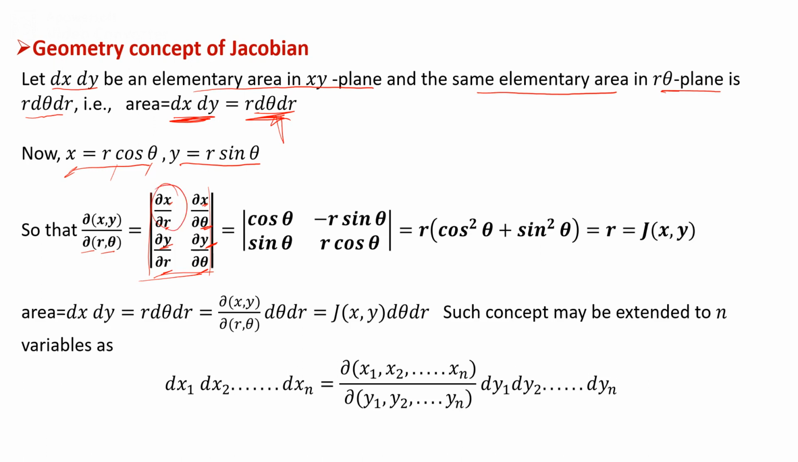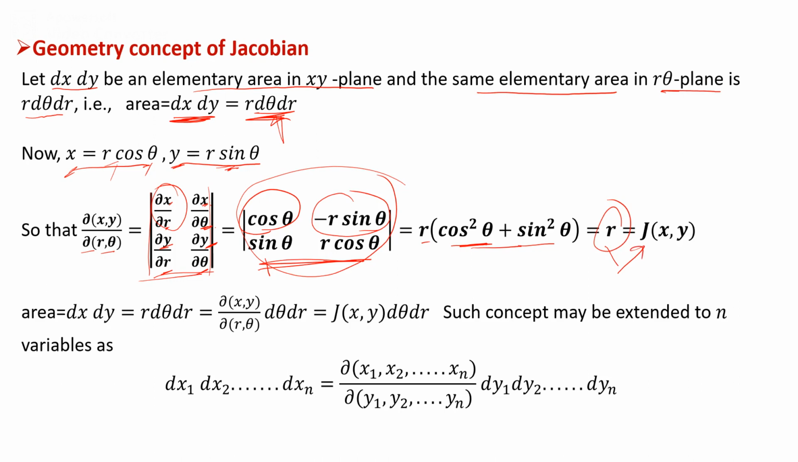So the partial derivative of x with respect to r is what? Cos theta. The partial derivative of x with respect to theta we obtain minus r sin theta, and the partial derivative of y with respect to r is sin theta, and with respect to theta we obtain r cos theta. After simplifying that determinant we obtain r times cos square theta plus sin square theta, and as we know the trigonometric identity, we get r, and this is what? This is the Jacobian of xy.